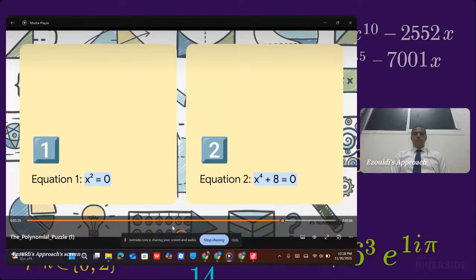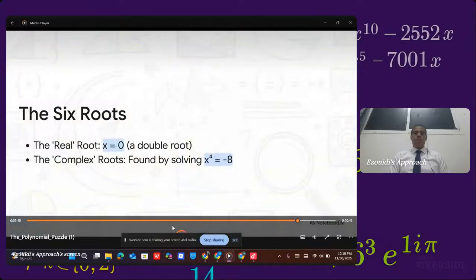We can just break this down into two much smaller, much easier puzzles. I mean, for that whole thing to equal zero, one of two things has to be true. Either the left part, x squared, has to be zero, or the right part, x to the fourth plus 8, has to be zero. Simple as that. And when we solve those two tiny equations, we get our 6 culprits, the 6 roots we were looking for all along. From x squared equals 0, we get x equals 0, what's called a double root. And from x to the fourth equals negative 8, we find our other 4 roots, which happen to be complex numbers. And just like that, the case is closed.